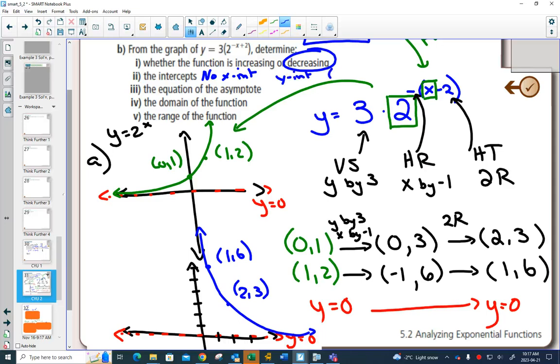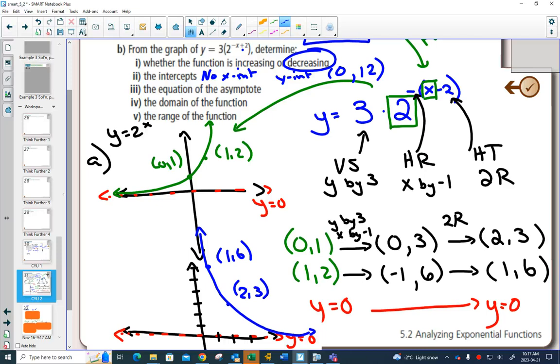It doesn't show up on my graph, so how do I solve for a y-intercept if it doesn't show up on my graph? I can always algebraically plug in 0 for x. Then you would get 2 squared times 3. 2 squared is 4. 4 times 3 is 12. So our y-intercept is at (0, 12).